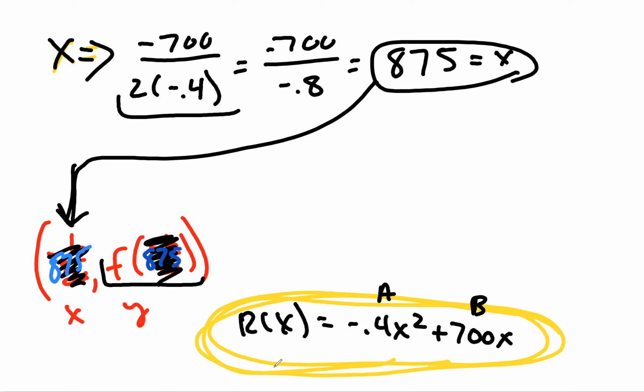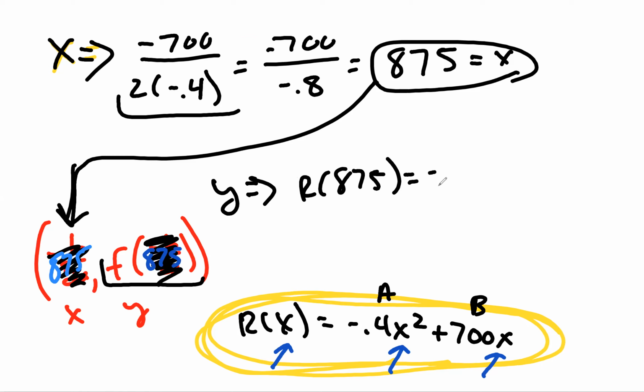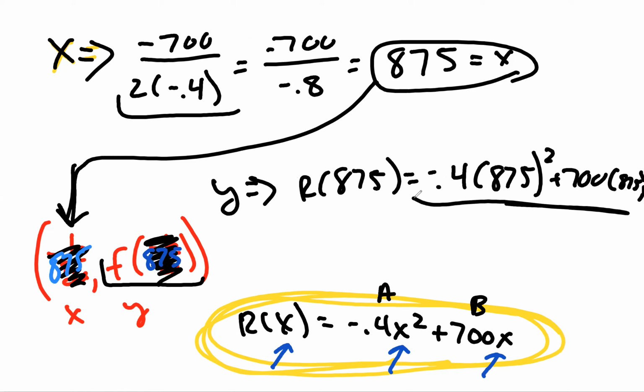So in my original function, everywhere I see an x, I'm putting an 875 instead. And so in order for me to find my y value, I will say r of 875 squared plus 700 times 875. And then I will type all of this into my calculator as one.